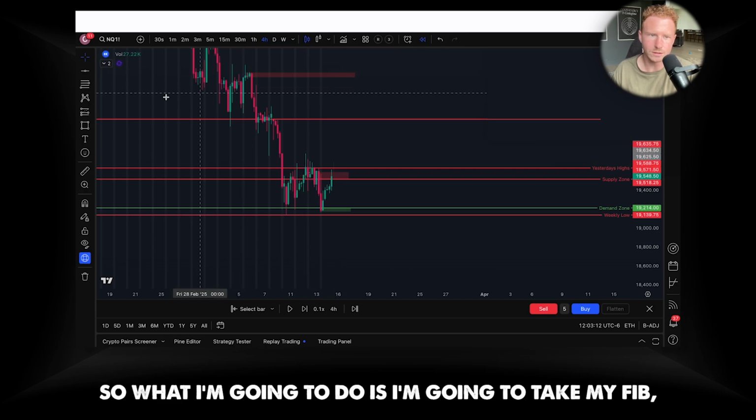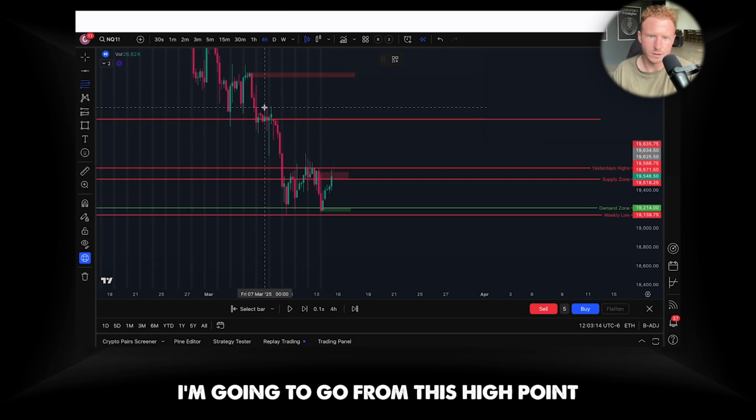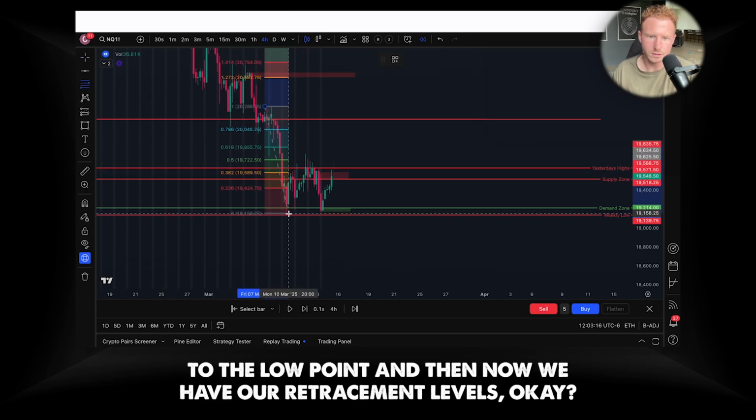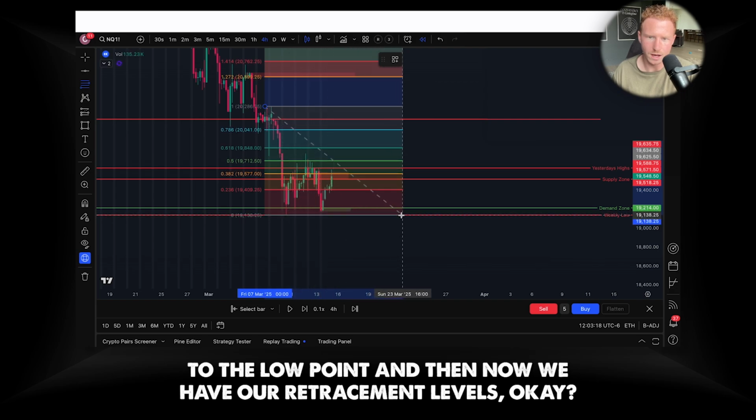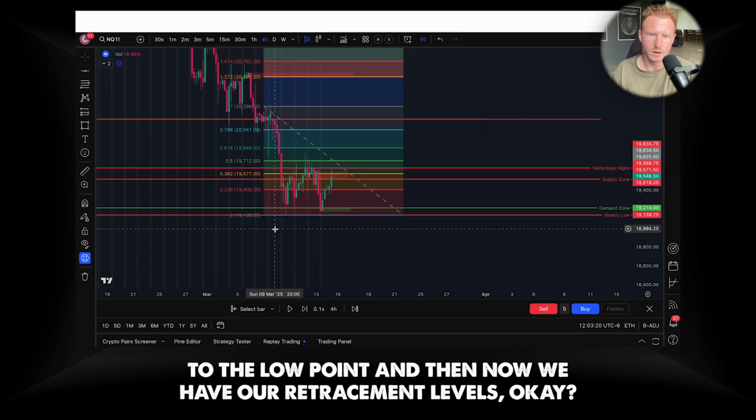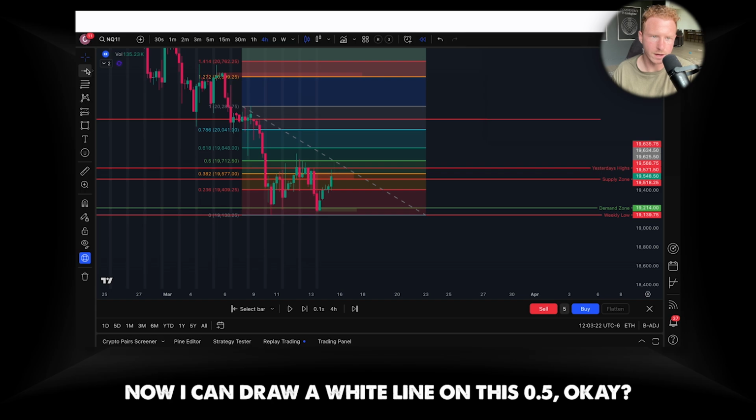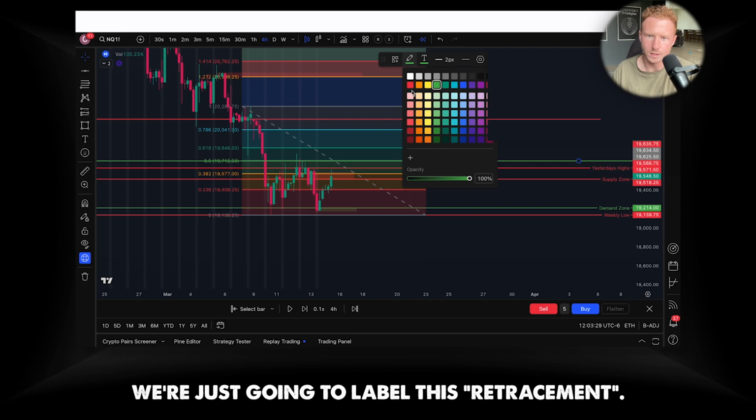Okay, so what I'm going to do is take my fib and go from this high point to the low point, and then now we have our retracement levels. So for example, now I can draw a white line on this 0.5. We're just going to label this retracement.